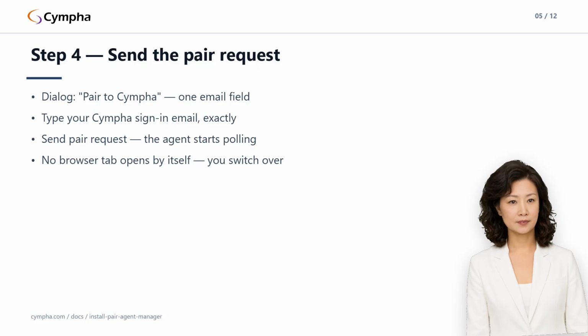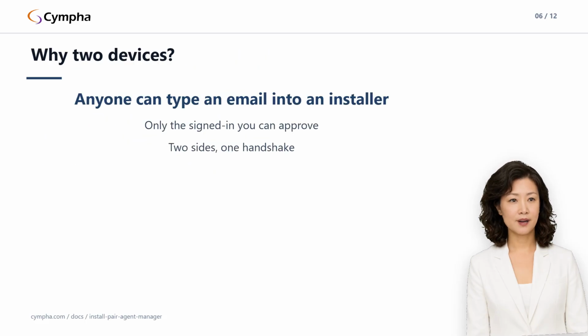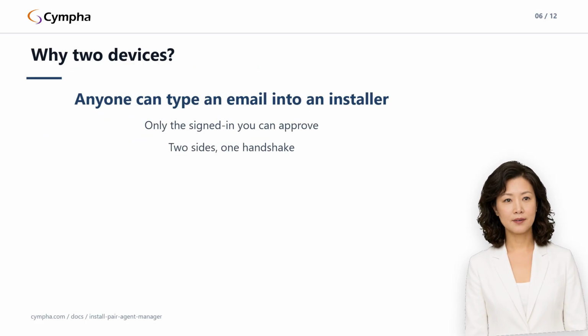It's the same pattern you know from pairing a phone to a car or approving a new device on a mail account. The request comes from the new thing, but the trust comes from the thing you already control.